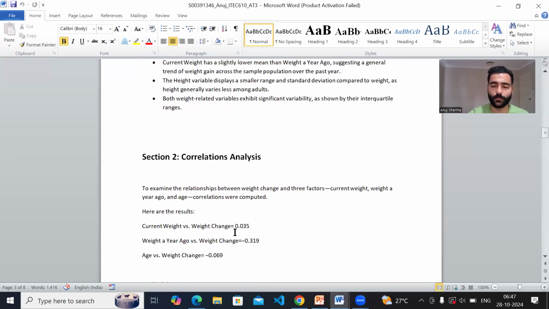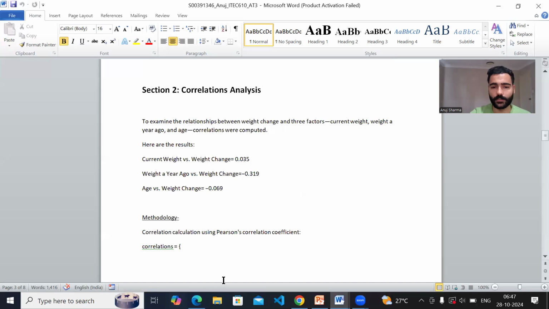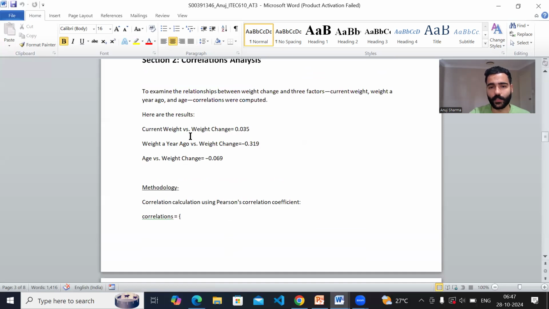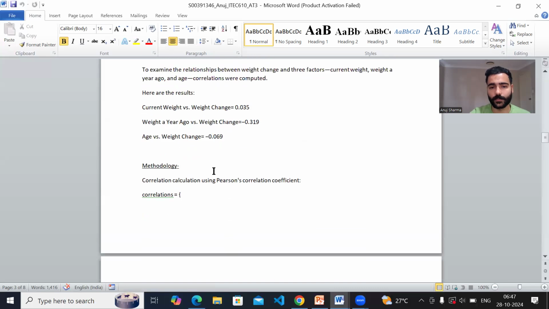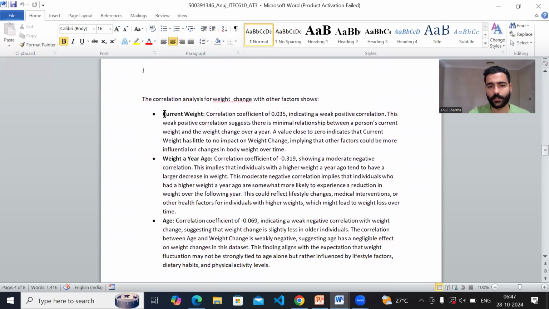Now we move further to the correlation analysis, which is our section 2. After performing all the methodologies, the correlation between weight change and weight a year ago, current weight was valued this, weight a year ago was this, and age is this. I have explained each and every factor in a proper manner, like current weight. This is the column which indicates weak positive correlation. Weight a year ago has a correlation coefficient of minus 0.319, showing moderate negative correlation.